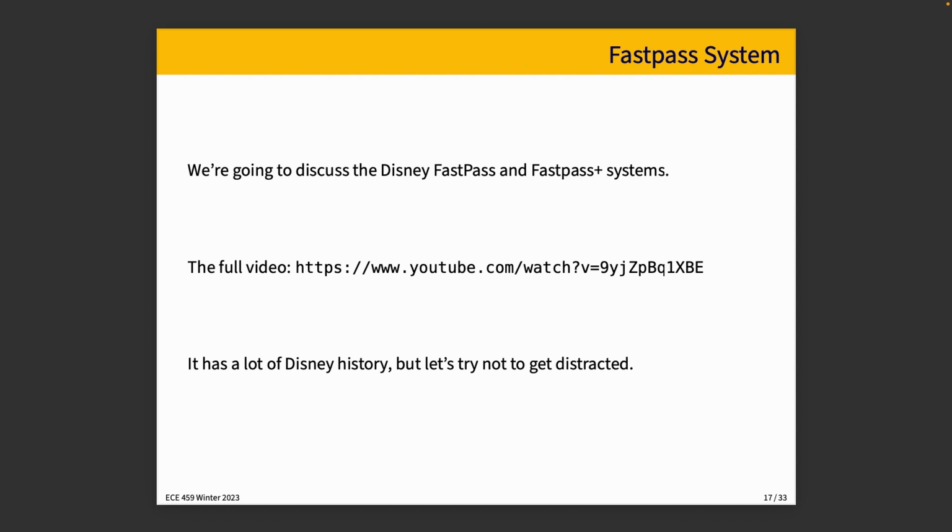And what we're talking about are the Disney FastPass and FastPass Plus systems. They are not quite the same thing. There are a couple of differences that are going to be noted in this, and I've linked the full video here in the slides as well as the notes, so that you can take a look at it if you are interested. It does have a lot of Disney history, as I say, but we're going to try really hard not to get distracted.